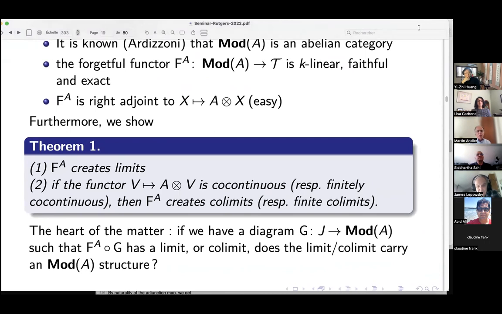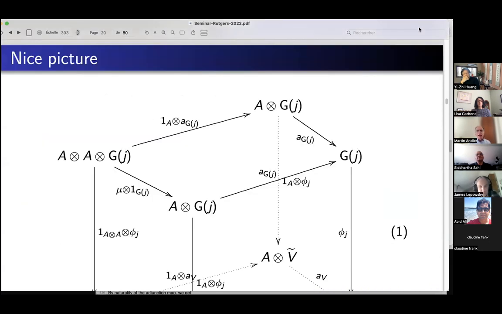creating limits has to do with statements like this: if you have a functor, a diagram from J to mod A, and if the forgetful functor of this diagram has a limit or a co-limit, does the limit or co-limit have a structure of a module? So which means, does G have a limit or a co-limit? And proving this involves lots of huge diagrams, like the one I'm showing right now.